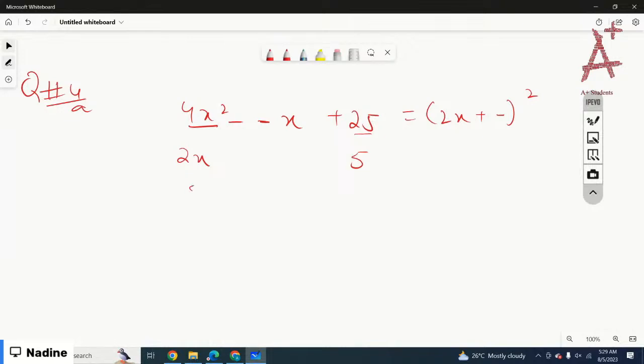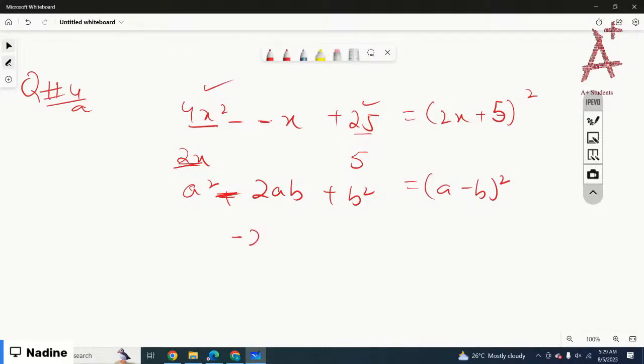So it is in the form a square minus 2ab plus b square. You can see this one is square, this one is square, right? So it would be a minus b whole square. So a is 2x and b is 5. So here you have 5. And this one is 2ab minus 2 times 2x times 5. 5 times 2 is 10 and 10 times 2 is 20. So it would be 4x square minus 20x plus 25. So the complete equation is 4x square minus 20x plus 25 equals 2x minus 5 whole square, right?